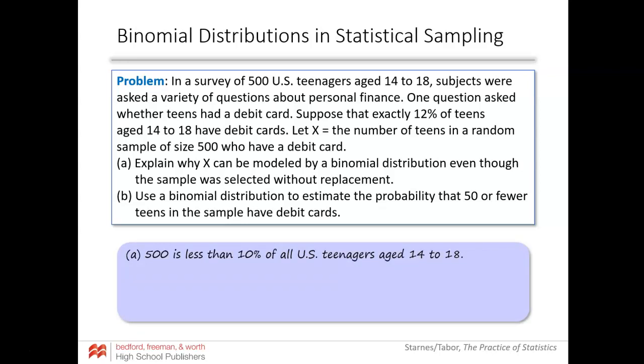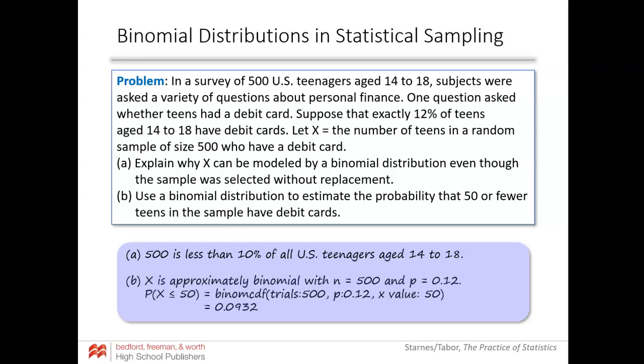Now, I think that's just one of those duh moments. I don't necessarily know exactly how many teenagers aged 14 to 18 there are in the US, but I'm pretty sure there's more than 5,000. I think there's more than 5,000 in this town.